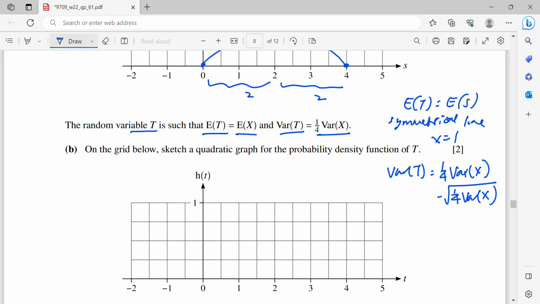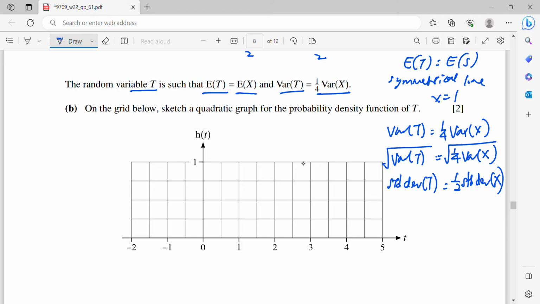Square root of variance t equals the square root of 1 over 4 variance x. So the square root of variance t is basically the standard deviation of t. So the square root of 1 over 4, I will get half. This is the standard deviation of x. Okay, so now be careful with this.